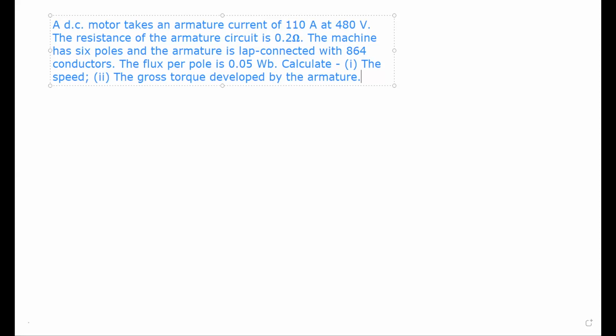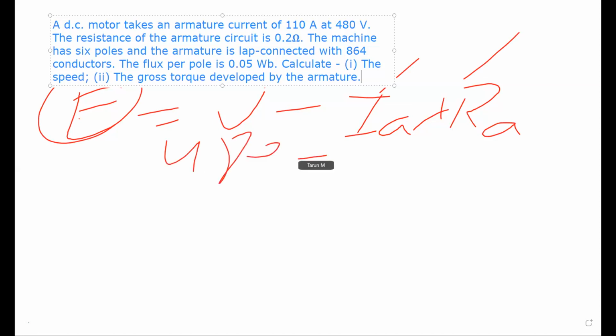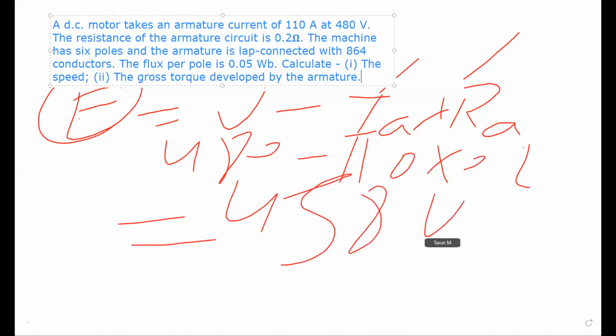Yes, sir. So please calculate what will be the value. E equals V minus Ia into Ra. Put all the given details. You know the V, you know the I, you know the Ra. So what will be the value for E? 458. Your V is 480, your I is 110, Ra is 0.2. When you solve this, you get the value 458 volt.